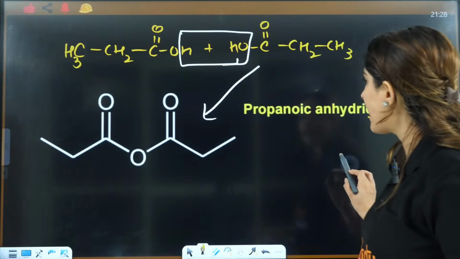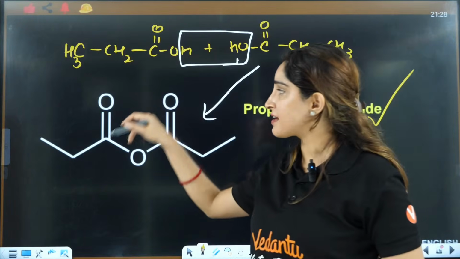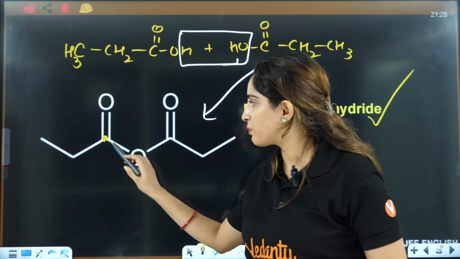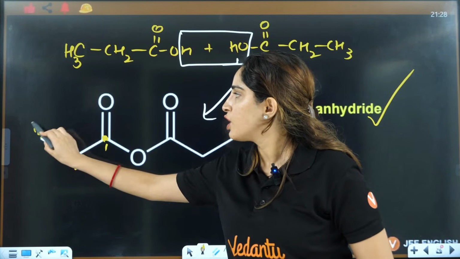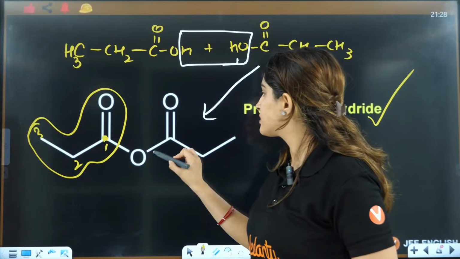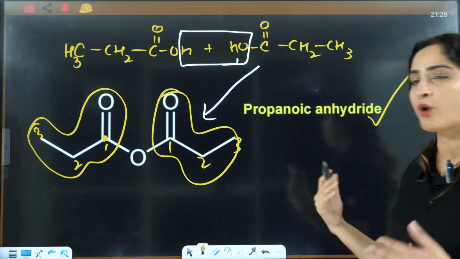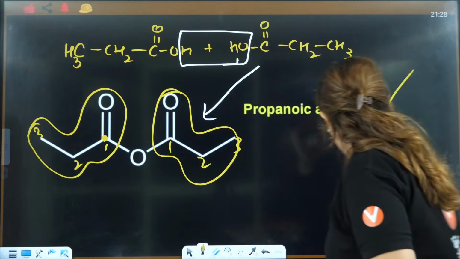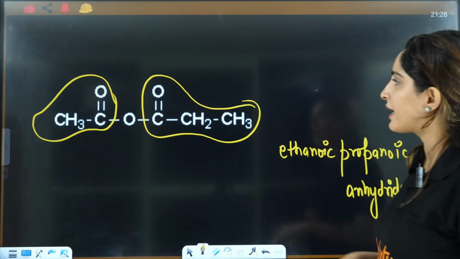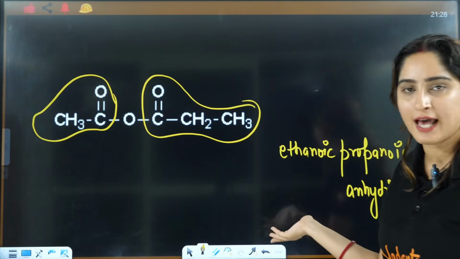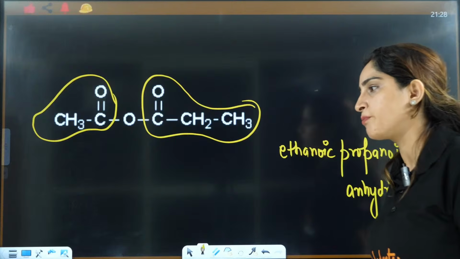Now, do you need to always write it like this? No, just calculate the number of carbons from this C double bond O. This is 1, 2, 3, so this is propanoic. This is 1, 2, 3, this is propanoic. So you will write propanoic anhydride simply, right? If they are different, you will write ethanoic propanoic anhydride, like you have two different acids from which this is made up of.